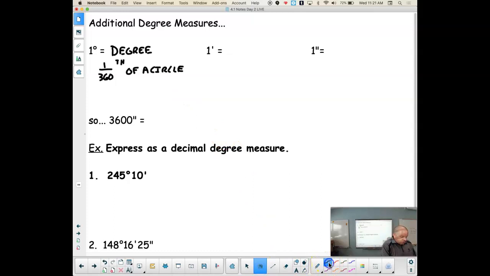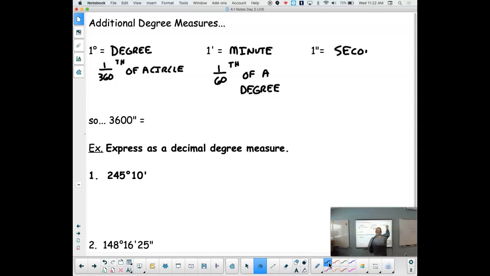We can handle that. Okay, 1 minute is 1/60th of a degree. 1 second is 1/60th of a minute.